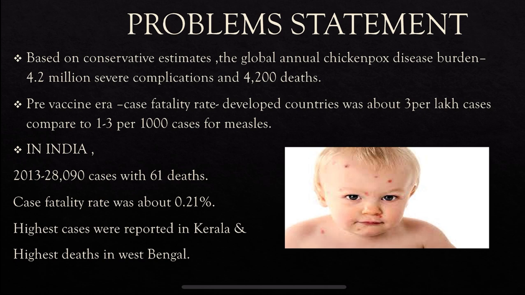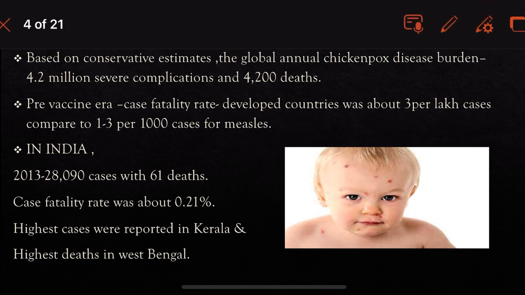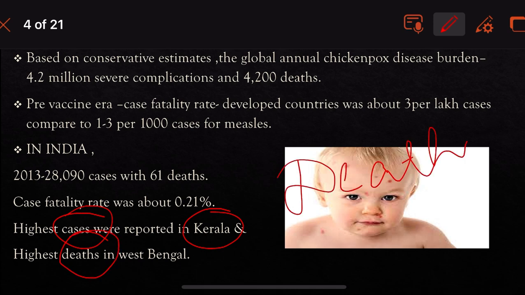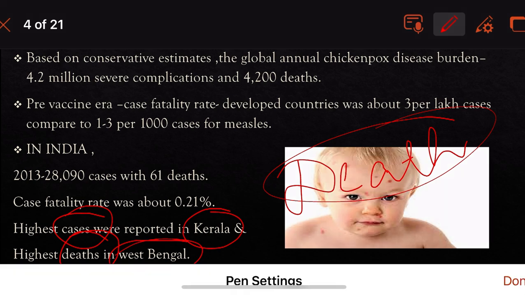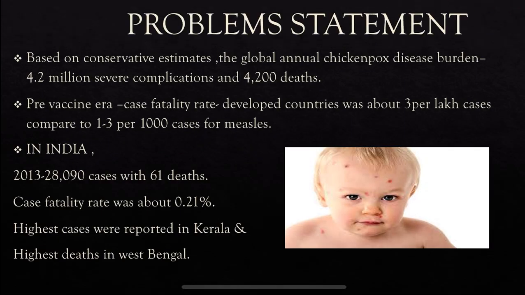In India, 2013 to 2028, in 2013, 28,090 cases with 61 deaths were reported. The case fatality rate for chickenpox is 0.21%. Highest cases were reported in the state of Kerala, and the highest deaths were recorded in West Bengal. So we see the highest cases were in Kerala, and the highest mortality was observed in West Bengal. This could be important.